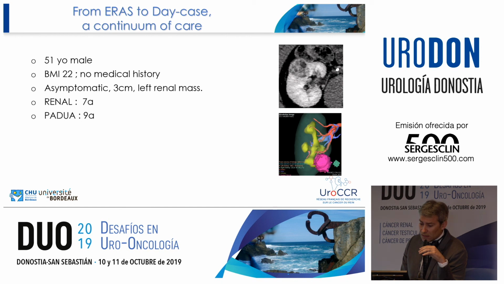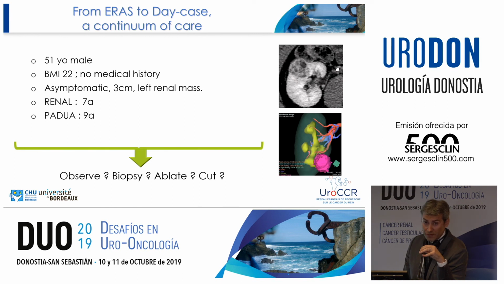41-year-old male, no medical history, was diagnosed with an asymptomatic 3 centimeter left renal mass. As you can see, RENAL 7A, not so complex tumor, PADUA 9A. What would you do? Would you observe it? Would you biopsy it? Would you ablate it? Would you cut it?